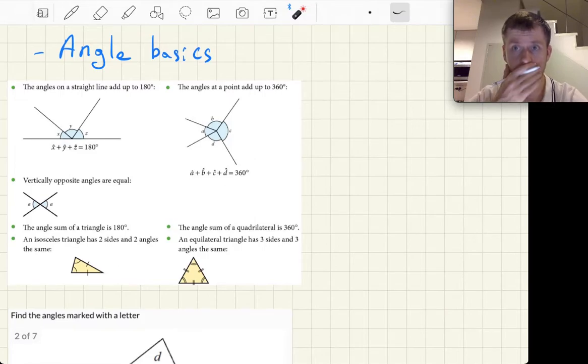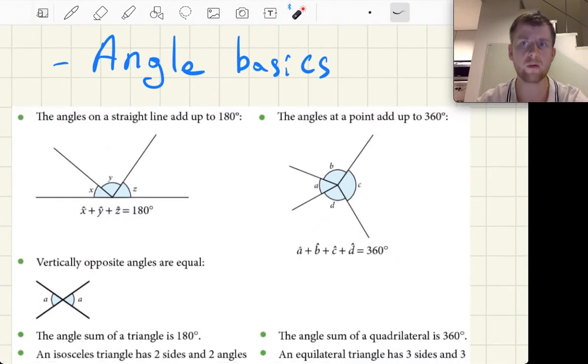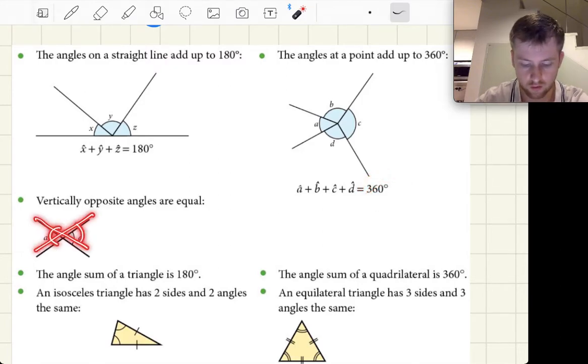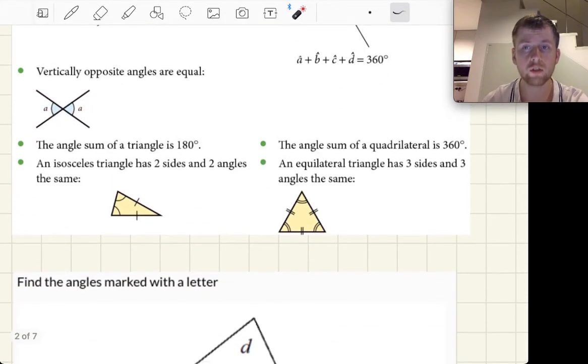So these things are, first of all, basic facts about angles, right? So just go for them really, really quickly. Of course there's angles in a straight line, angles at a point, right? These add up to 180, these add up to 360. Vertically opposite angles, which look like the letter X, are equal. Of course, the sum of angles in a triangle.